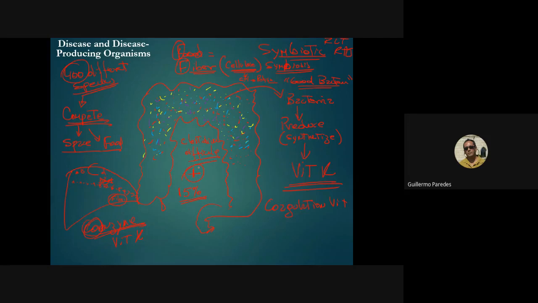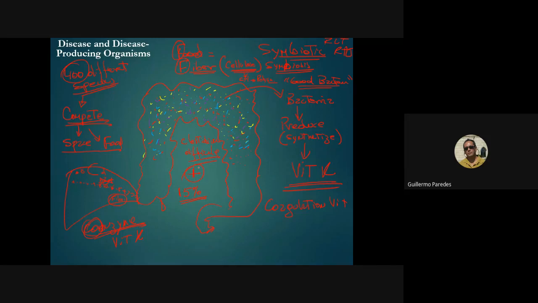Then they are going to open and say, oh my God, nobody is here. All the space is mine now. All the food is mine now. I don't have competition. So I reproduce like crazy, in so big a number that it can lead to what we call C. diff diarrhea. C. diff diarrhea is caused by the bacteria growing in so much number that it attaches to the walls of the intestine, producing an inflammation.